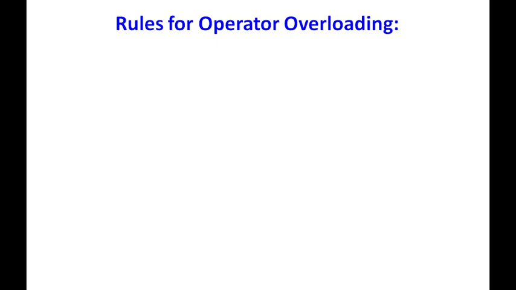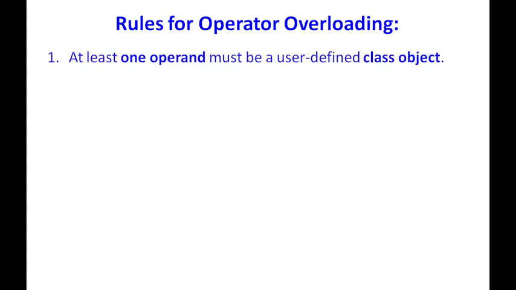And we also have to follow certain rules during operator overloading. The first rule is that out of the two operands, at least one of them has to be a class object. In case it is a binary operator, it will require two operands, and it's necessary that at least one of the operands must be an object. Otherwise, it is meaningless to treat it as operator overloading.